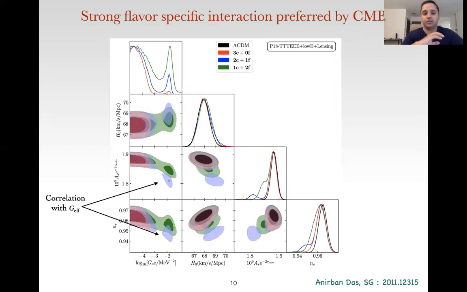And also to see how this value of G effective is correlated with other lambda CDM parameters, we show this triangle plot. As you can see, G effective is mostly correlated with A_s and n_s, which are the amplitude and the spectral index of the adiabatic perturbation. This is understood because the changes imparted by G effective will be compensated by tilting and adjusting the amplitude of the CMB spectrum.